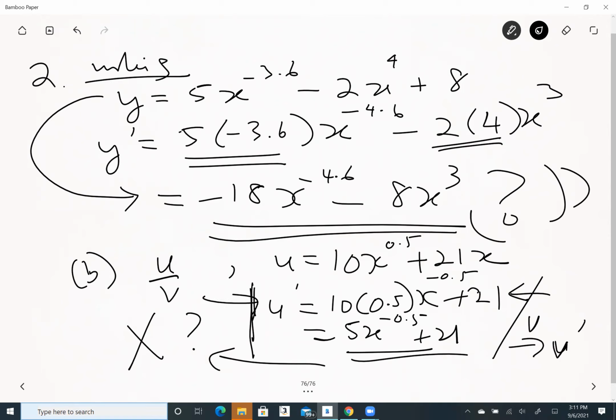Okay, so that is number 2. Now, number 3. Number 3 is the linear function. Surprisingly, there are also some people who cannot do this number 3.